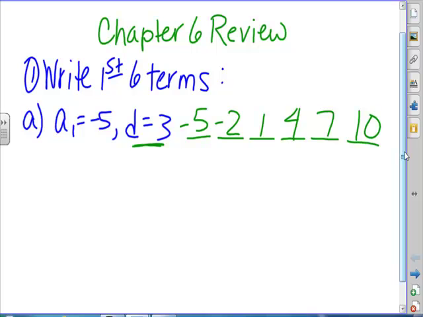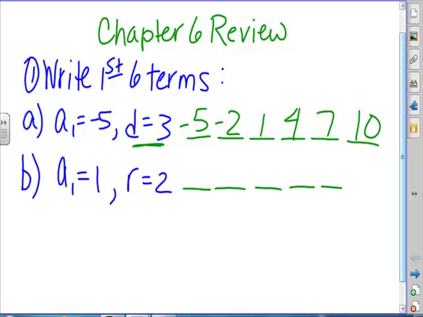Okay, along the same lines, if instead you were told that the first term is 1 and r is equal to 2, hopefully you realize you have a geometric sequence on your hands. Since we have a common ratio, 2, 3, 4, 5, 6. So there's a 1, and now I'm going to continuously multiply by 2. 1 times 2 is 2, 2 times 2 is 4, 4 times 2 is 8, 8 times 2 is 16, 16 times 2 is 32. That's it.